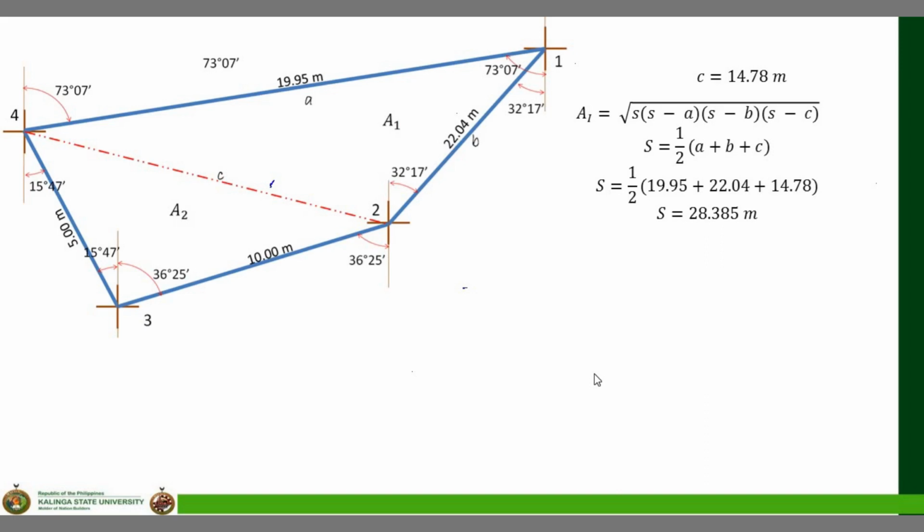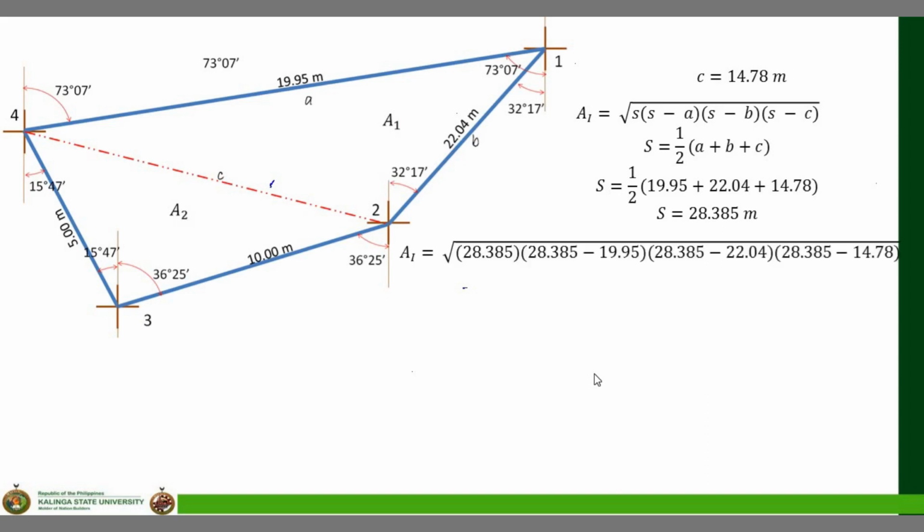Substitute this value doon sa may equation ko for area. The value of my area 1 is equal to 143.76 square meters. Tama po ba? Okay. So, after na nakuha ko na si area 1, I can also get area 2.